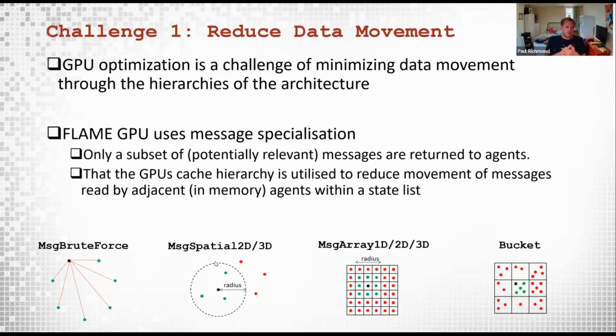So message brute force is fairly straightforward: consider everything. We have spatial messaging in 2D or 3D, where you consider only a subset of the messages based off your spatial location. For things like the bird model and the circles model, that's quite important because you only care about a certain spatial neighborhood. We have 1D, 2D, 3D array type messages, which really support an older generation of agent-based model that exists in a chessboard-like environment.